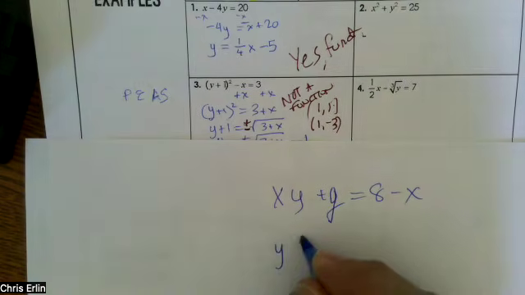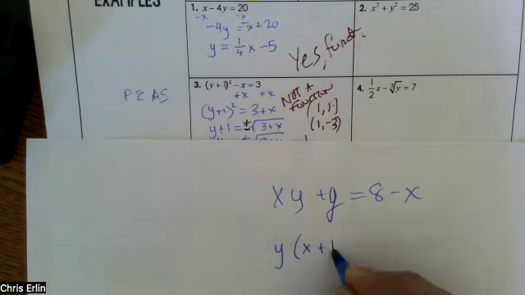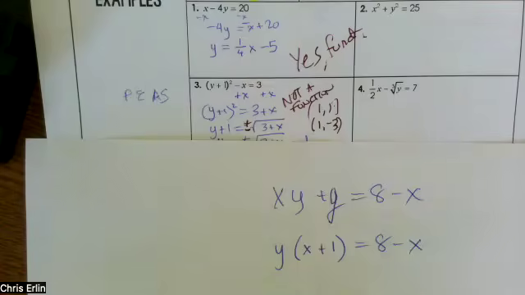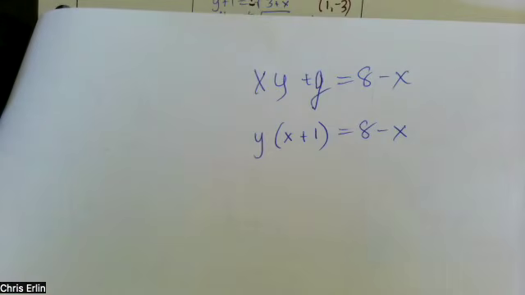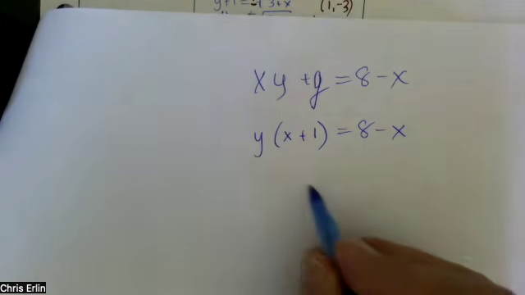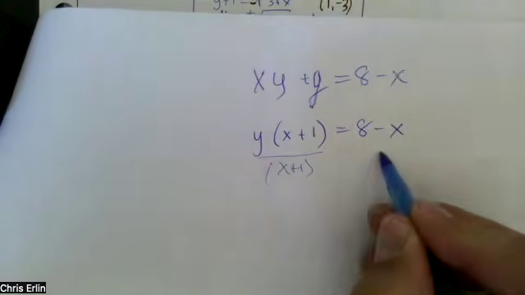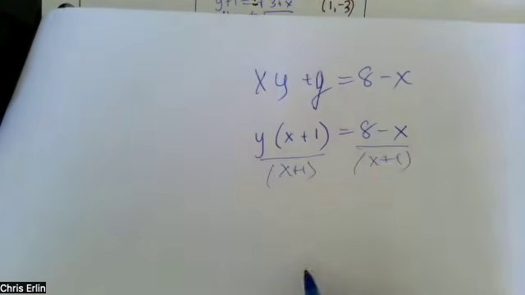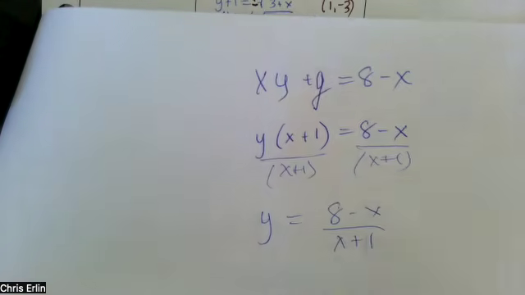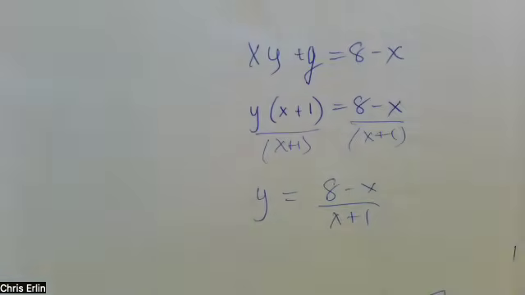Isn't there a y in both of those? And now if I want to solve for y, what do I do? It's being multiplied by x plus 1. So I divide by x plus 1. So that would be the solution there. See if you can apply that same logic to the problem I just asked you to do.